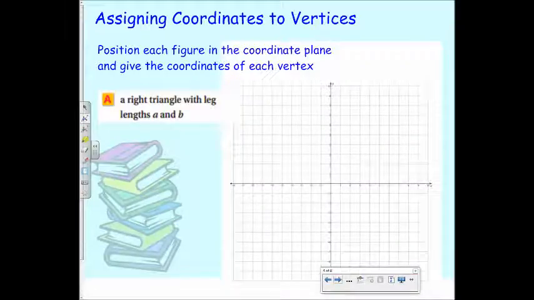Position each figure in the coordinate plane and give the coordinates of each vertex. Can I get somebody to come up here and do a right triangle with leg lengths A and B? You have 3 options. A right triangle with legs. You don't have to have a certain length. It does not have to have a certain length.